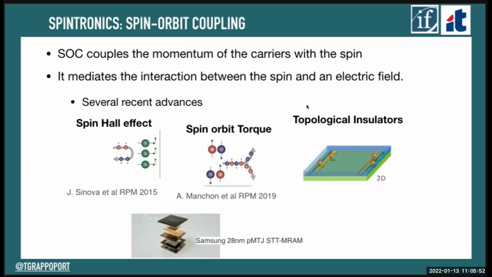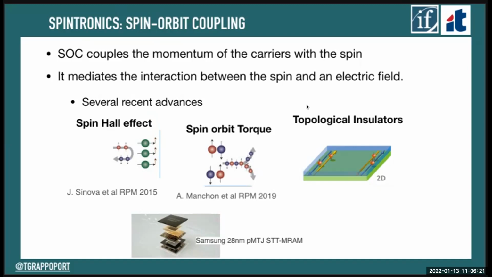And this is rooted in the fact that in solids, the nice thing about the spin-orbit coupling is that it couples the momentum of the carriers with the spin. In this sense, it will mediate the interaction between the spins and the electric field that cannot couple with the spins directly. And it results in the possibility of manipulating spins without the need of a magnetization or a magnetic field.